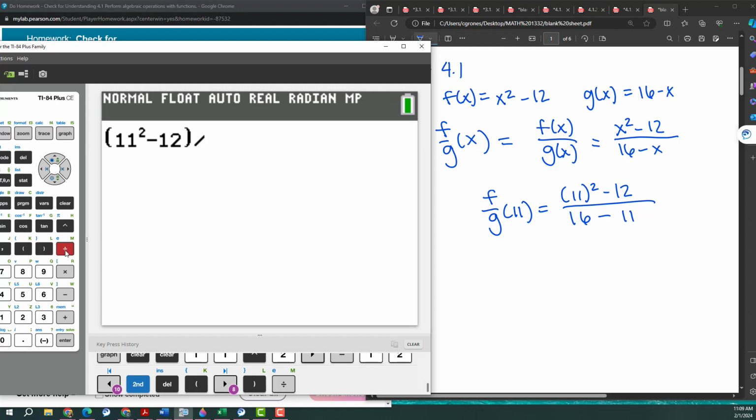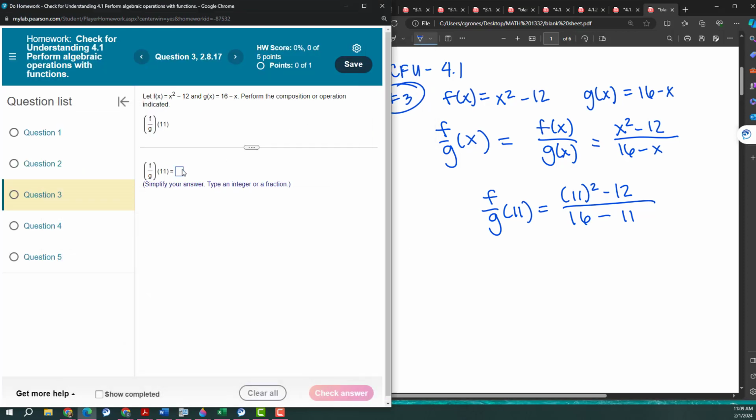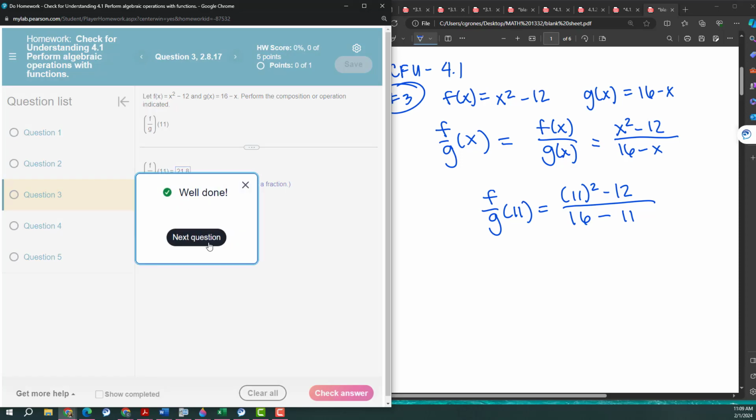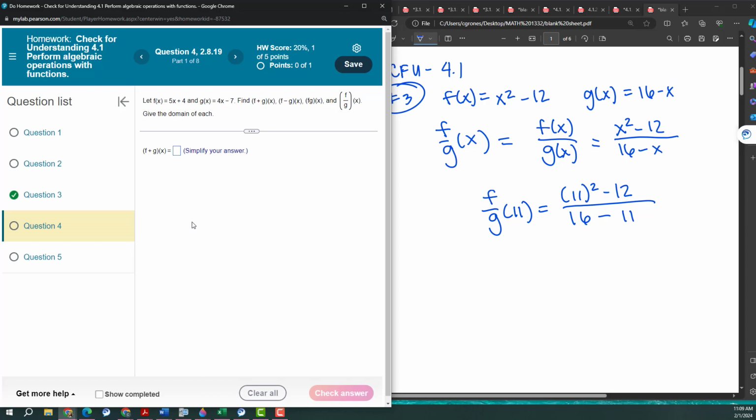And then I'm going to do divided by 16, 16 minus 11. Enter. And we get 21.8. All right, great. Number 4.